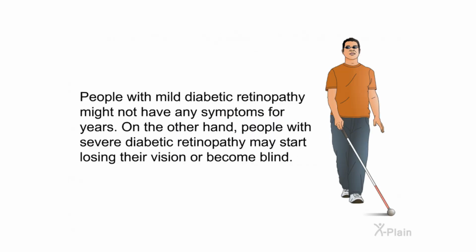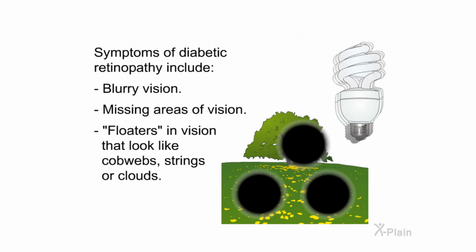Symptoms. People with mild diabetic retinopathy might not have any symptoms for years. On the other hand, people with severe diabetic retinopathy may start losing their vision or become blind. Symptoms of diabetic retinopathy include blurry vision, missing areas of vision, floaters in vision that look like cobwebs, strings, or clouds.